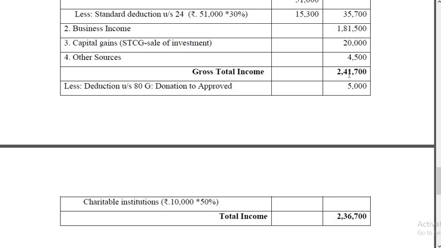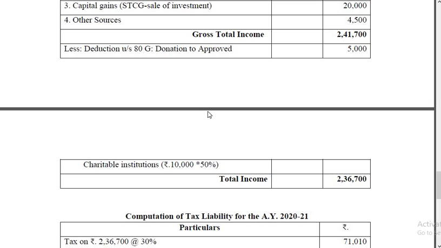10% of that is 24,170. That should be compared with the actual with limit donation of 10,000. So 10,000 or 24,170, whichever is less. So 10,000 is the qualified amount. Of that, 50% you have to calculate, and that comes to 5,000. If you deduct 5,000, what you get is 2,36,700.